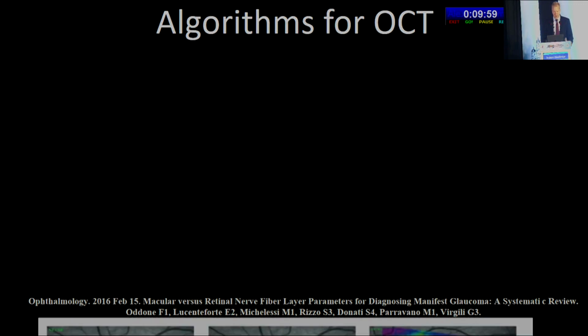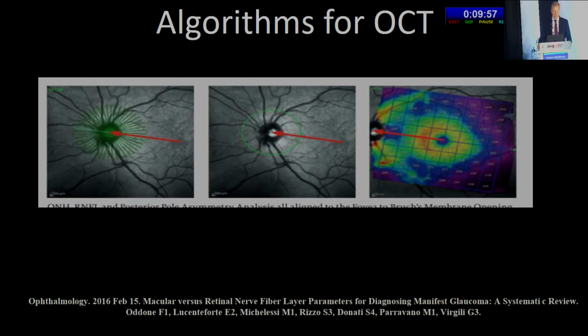There are lots of different algorithms for using OCT, and I'll tell you what I use and why I use them. There's the sectoral scan, which is this imaging on the left, which takes a slice in multiple different quadrants in a clock hour type pattern around the optic nerve. There's a circle scan here that takes a circle image right around the optic nerve to get nerve fiber layer thickness, and then there's the macular scan.